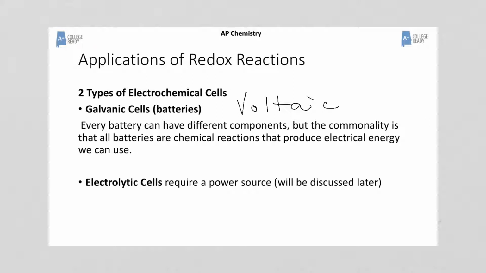We will discuss the other type of electrochemical cell later. It's called electrolysis, or electrolytic cells. And this is really the opposite of a battery. This is like charging your cell phone. You're taking an electrochemical cell and adding energy to it. So it's a completely different process, and will be discussed later.